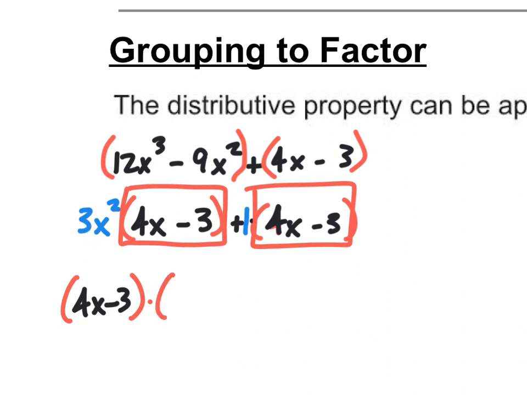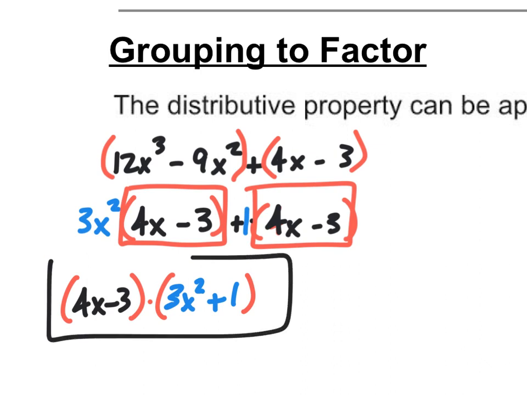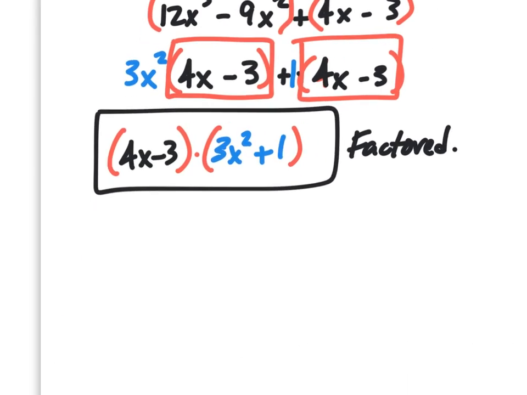and that's going to be a 3x squared and then a plus 1, okay? And that's it. This is factored, okay? And I can check by multiplying this out and foiling it if I wanted to, so let's check.